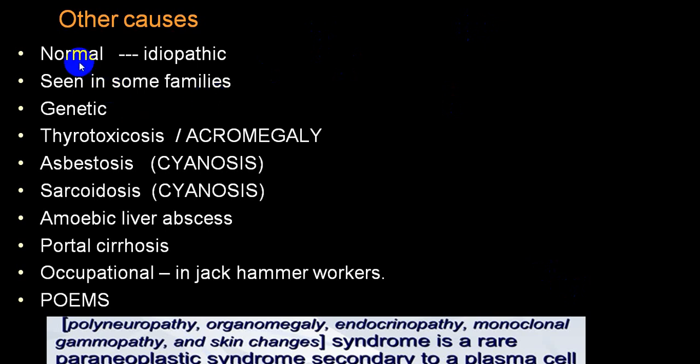Yes, we have already mentioned all this: idiopathic, genetic, thyrotoxicosis, acromegaly. It is also called thyrotoxic or Graves' disease. We call it thyrotoxic acropathy. Then asbestosis, sarcoidosis, amoebic liver abscess. There is also POEMS, that is polyneuropathy, O for organomegaly, E for endocrinopathy, M for monoclonal gammopathy, and S for skin changes. Together it is called POEMS syndrome. So a rare condition, but once in a while.